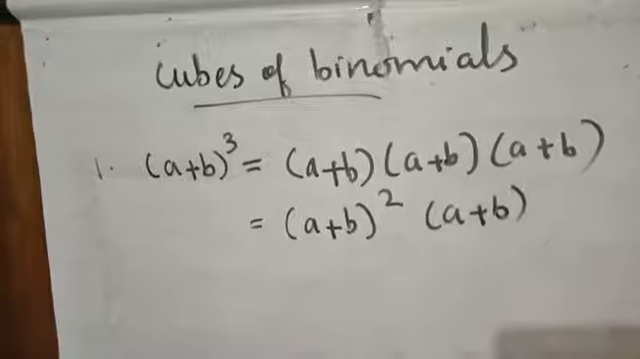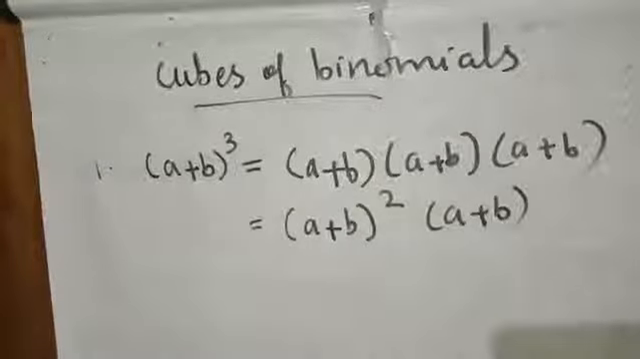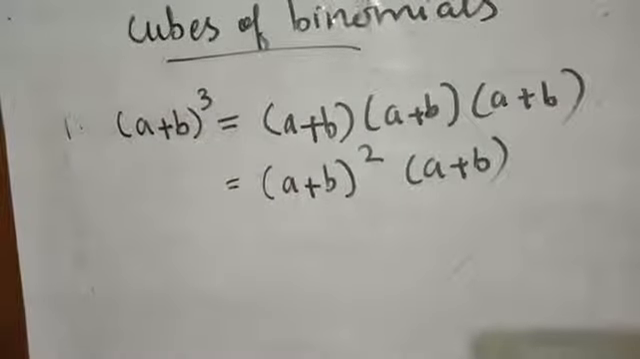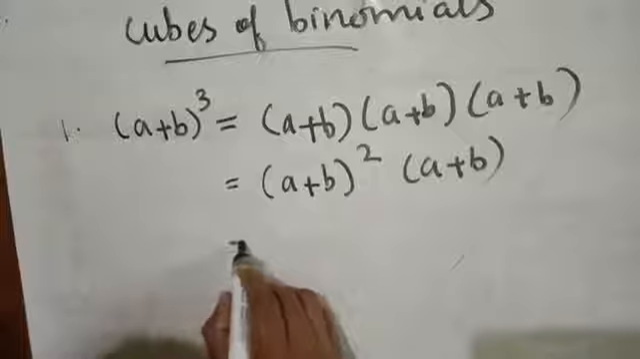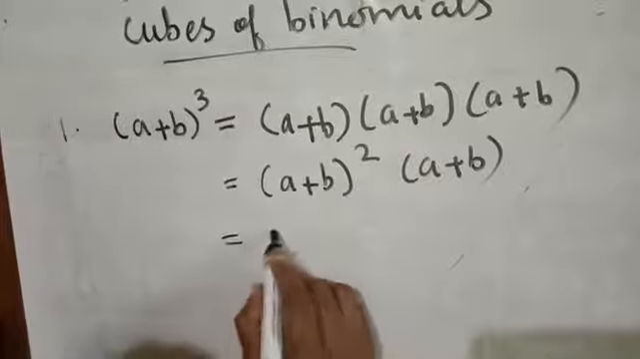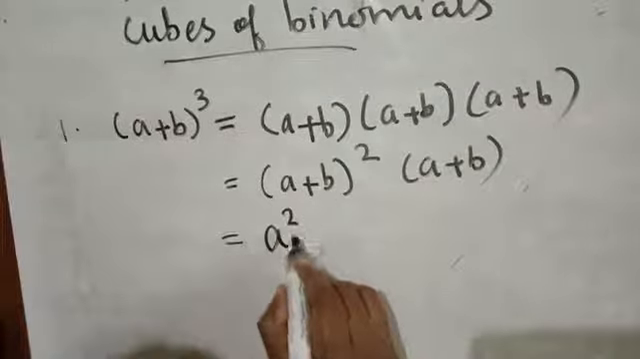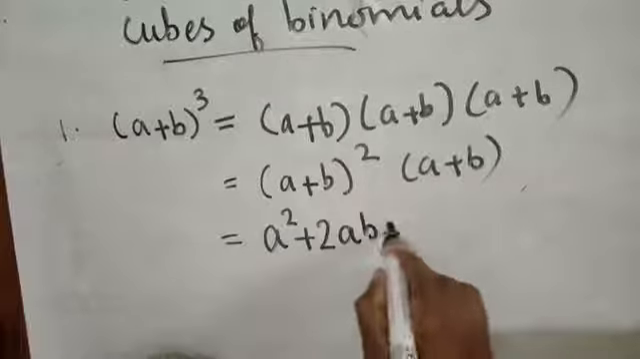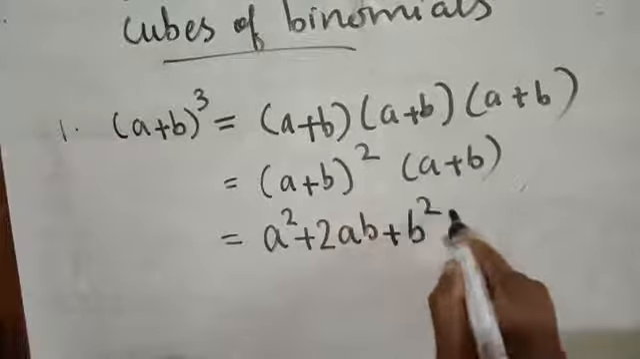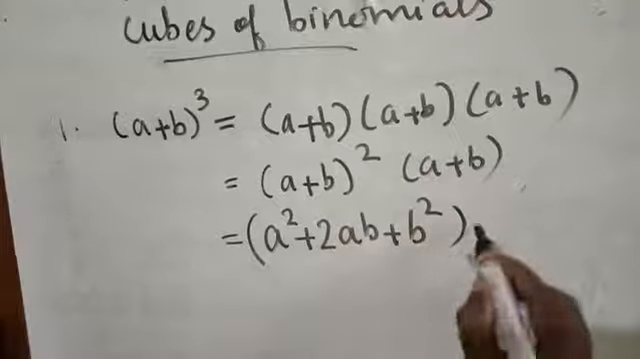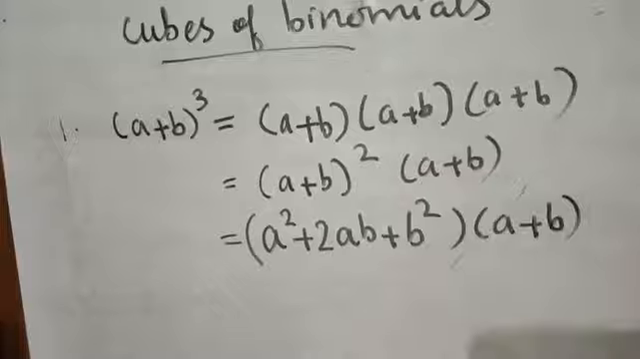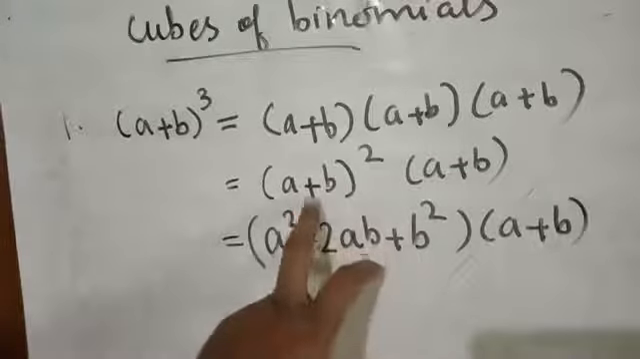A plus b 2 times means a plus b into a plus b, that is a plus b the whole square. What is the expansion of a plus b the whole square? First term square plus 2 into first term into second term plus second term square: a square plus 2ab plus b square, into a plus b. First write the expansion.